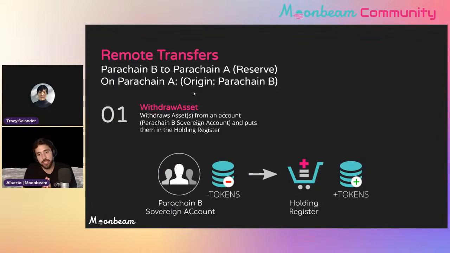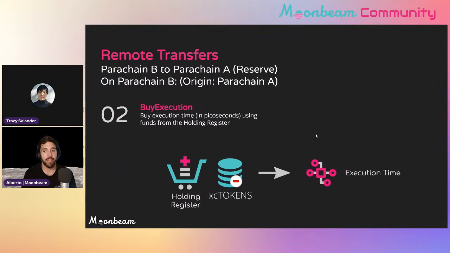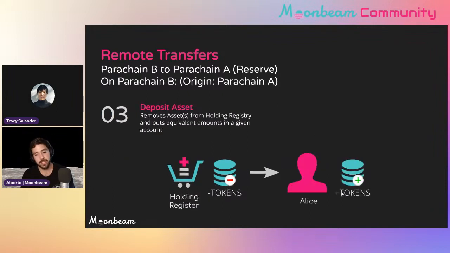In this case, when the message gets executed on Moonbeam, the parachain B sovereign account, in this case Astar, will actually get the tokens that it was holding before, from when Alice transferred the tokens to the Astar sovereign account. In this case, the Astar sovereign account is going to get the tokens deducted. It's going to buy execution with these tokens, and then it's going to deposit the assets to Alice in this case. So once again, if you transfer 100, you're going to get 99 on Astar. And if you transfer 99 back, you're going to get 98 on Moonbeam just because you're paying fees with the assets that you're transferring, okay?